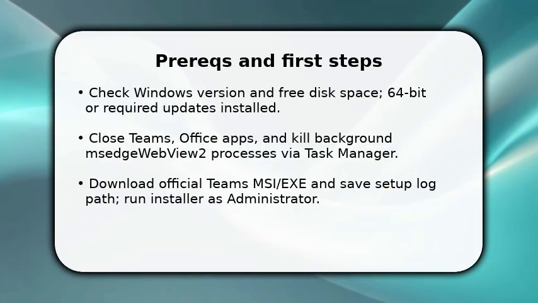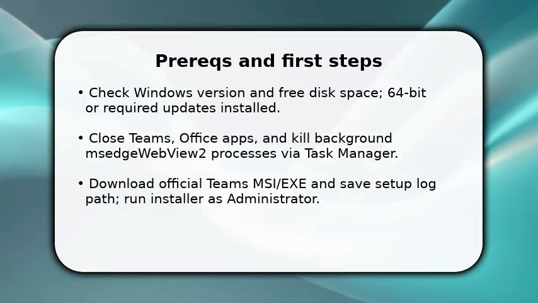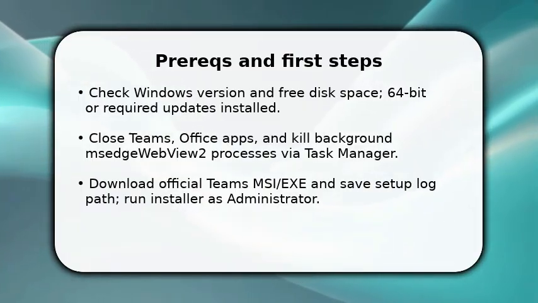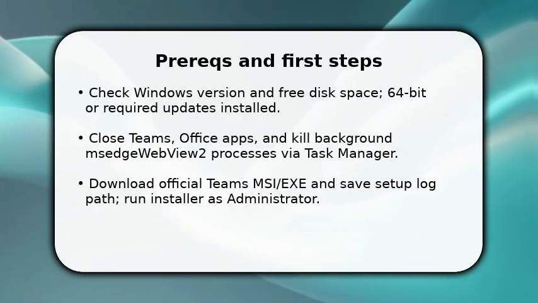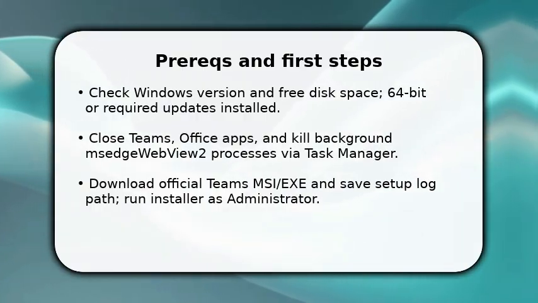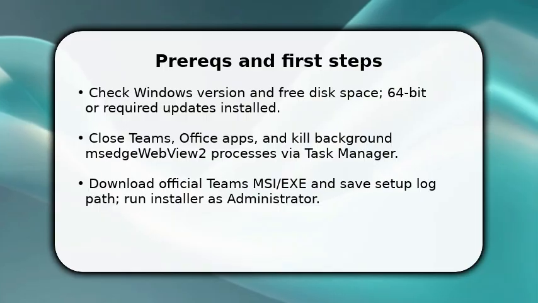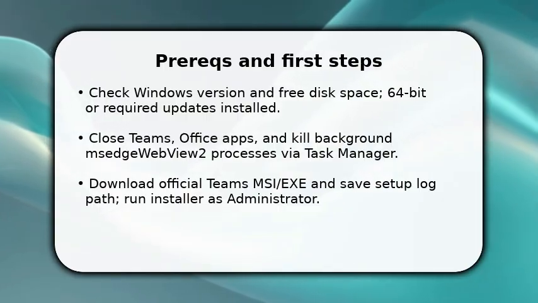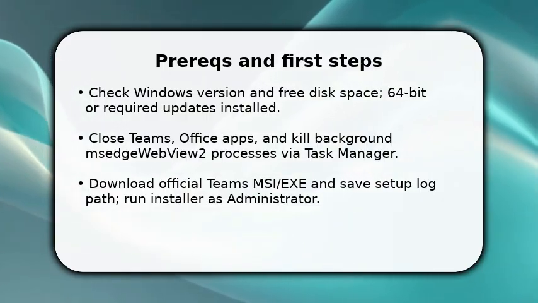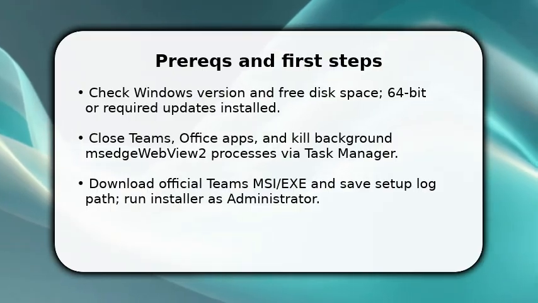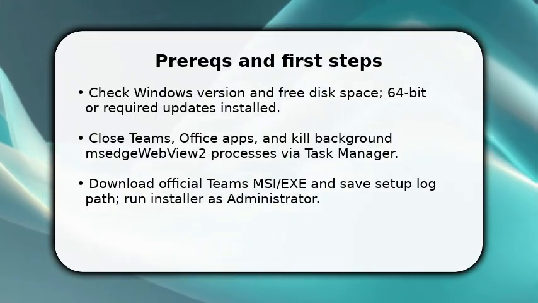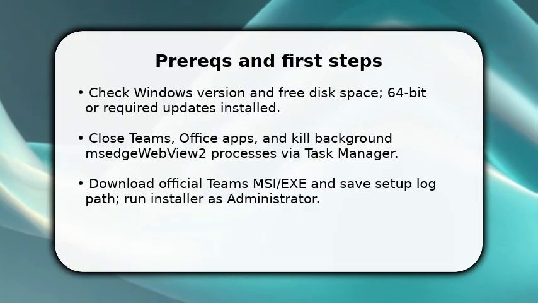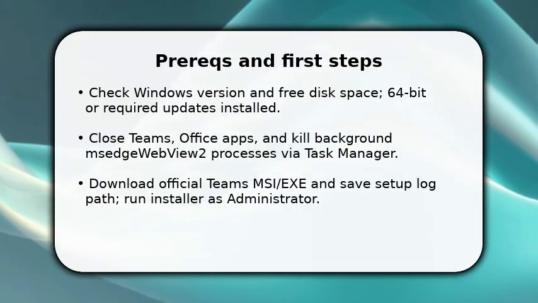You start by verifying prerequisites. Confirm Windows build, free disk space, and pending updates so the installer has a supported environment. Once done, close Teams and Office, then open Task Manager to end msedgewebview2 or stuck installer processes. This prevents file locks. Next, download the correct Teams MSI or EXE and note the setup log path.